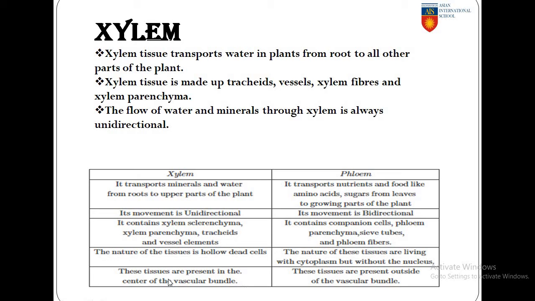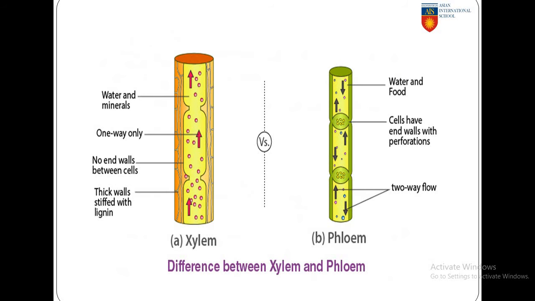The xylem is present in the center of the vascular bundle, and the phloem is present outside of the vascular bundle. As I told you, xylem and phloem collectively form a vascular bundle. So this is the structure of xylem and phloem. Xylem flows unidirectionally, only in the upward direction, but phloem flows bidirectionally. There is a two-way flow. Clear? Xylem has one-way flow, conducting water and minerals, and it has thick walls tipped with lignin. It is non-living.